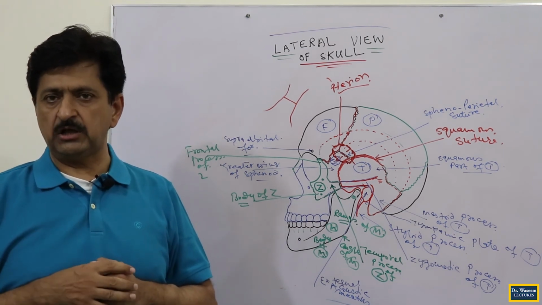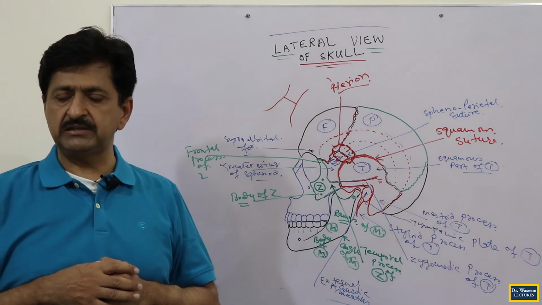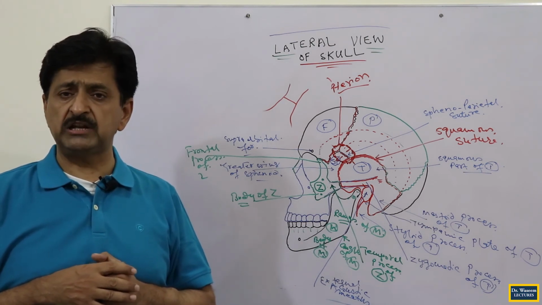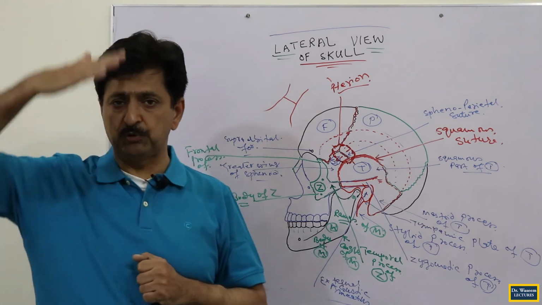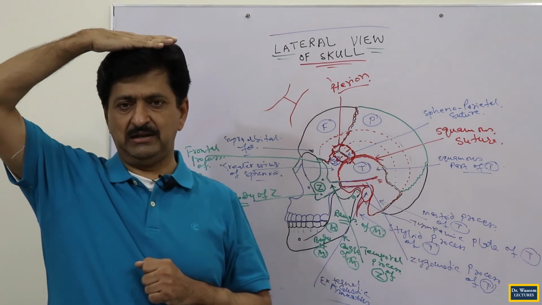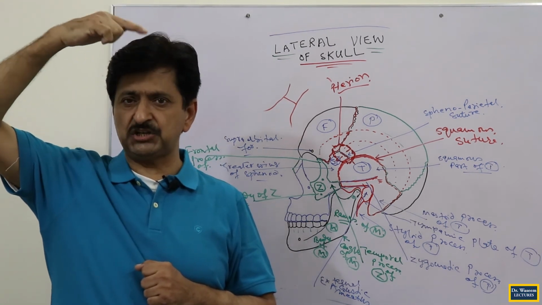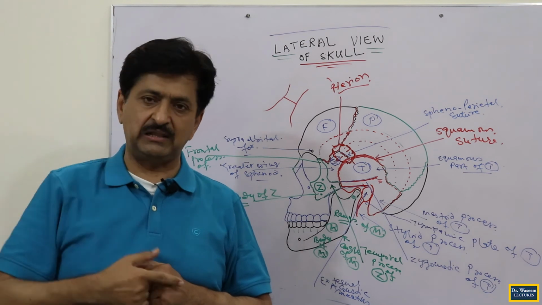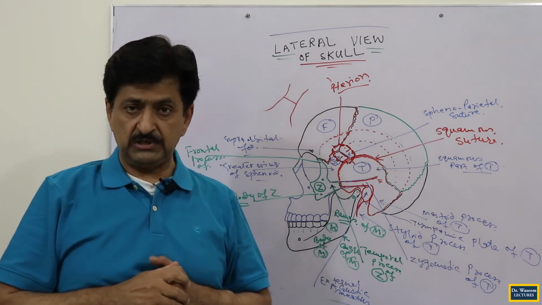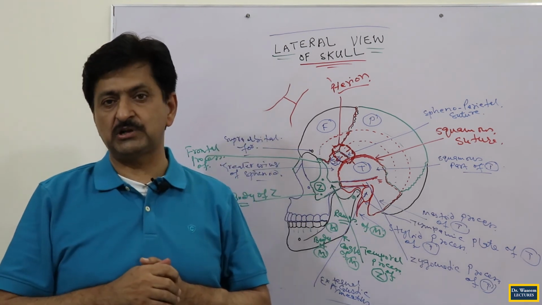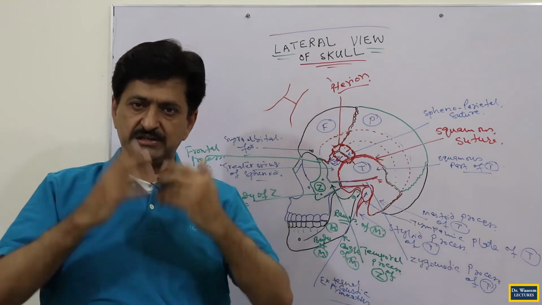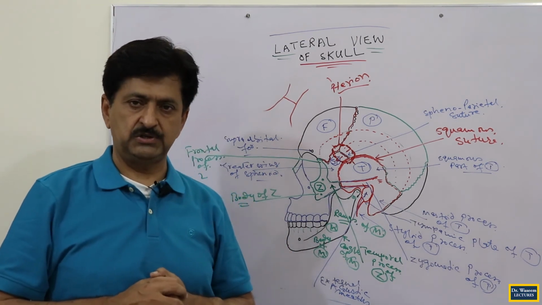The anterior view is called norma frontalis, behind is called norma occipitalis, and from above is called norma verticalis. If you put a horizontal plane on the top of your head, the point that touches first, the highest point of the skull, is called the vertex. This is the vertical view, called norma verticalis. On the sides it is norma lateralis. This was the class today.